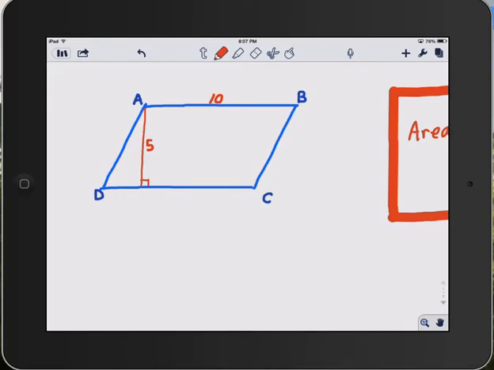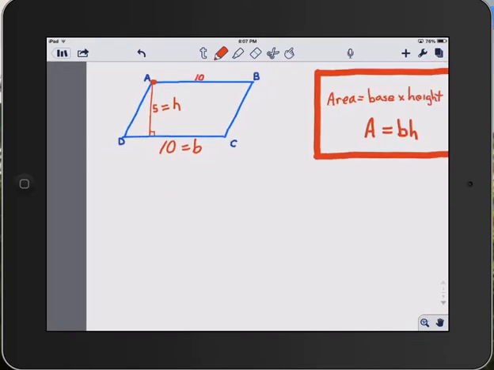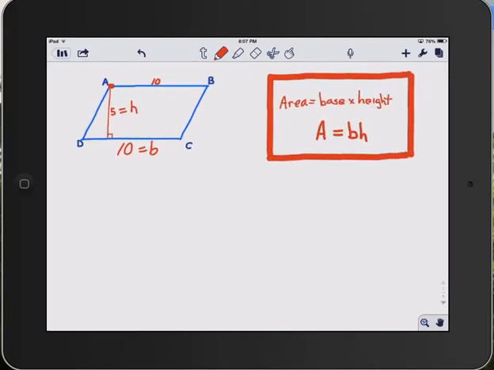So if the segment at the bottom is 10, because the segment at the top is 10, that's going to be the value for B, and the height has to be drawn perpendicular from any point, point A in this case, perpendicular to the side you're considering to be the base. So the 5 in this case is the height. So the formula states area equals the base times the height, and just like every problem, I suggest you always write down the formula that you're going to be using. So the area equals 10 times 5, which equals 50.